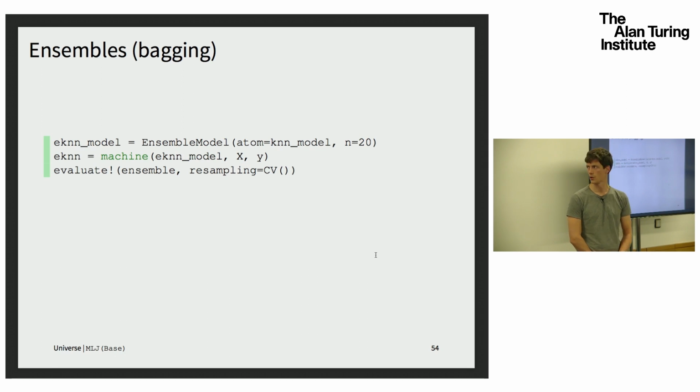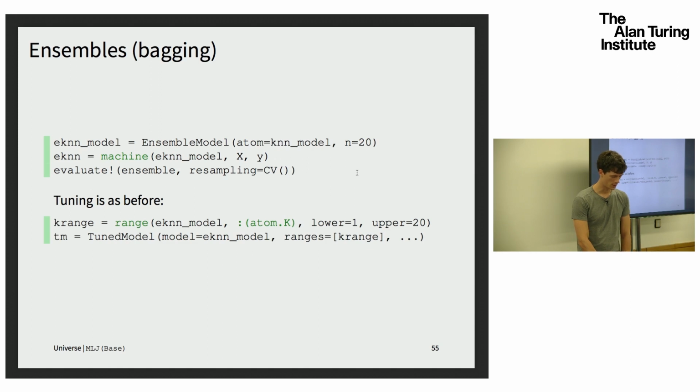So first I need to quickly go over ensembles, and I think I only have one slide for that. You can do just ensembling, like bagging, for instance, by calling this ensemble model and then specifying what the atom is, so whatever model you're going to repeat over, and how many times you're going to repeat. So here 20, so you get 20 KNNs. You put the whole thing in a machine, and then you use this evaluate. By the way, you can use evaluate for other models as well. I'm just showing this here. What this will do is a cross-validation of your data, and then it will test the model on all of those folds.